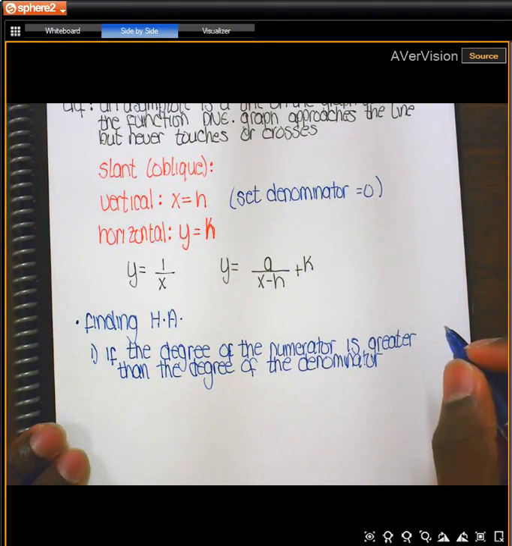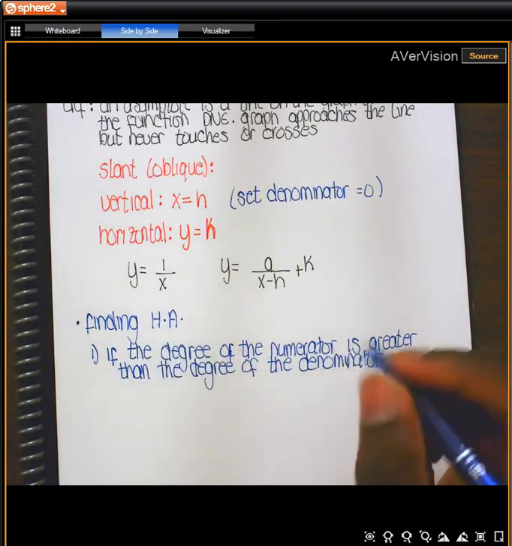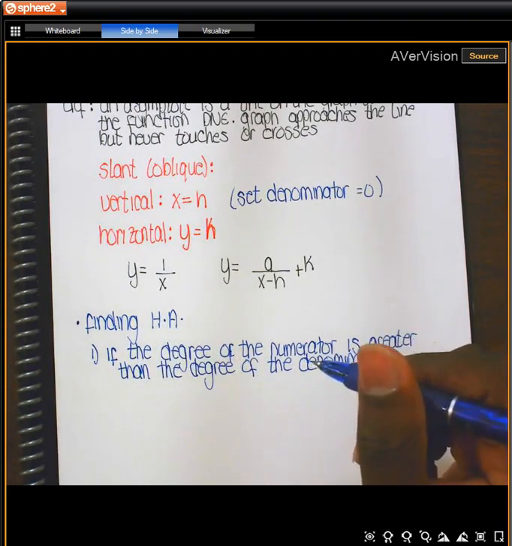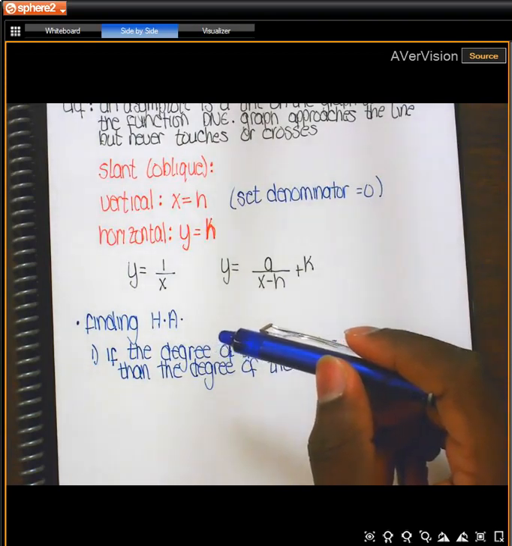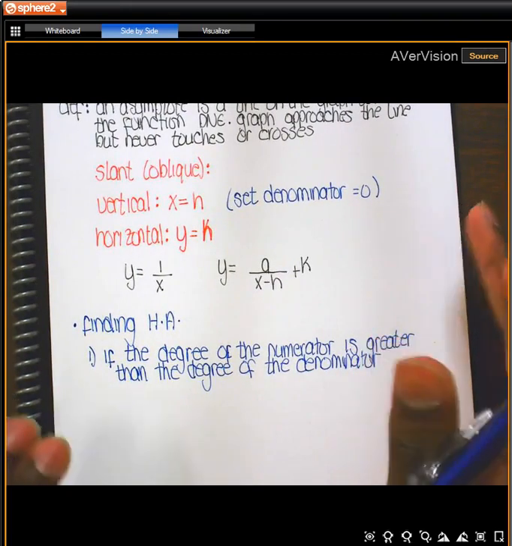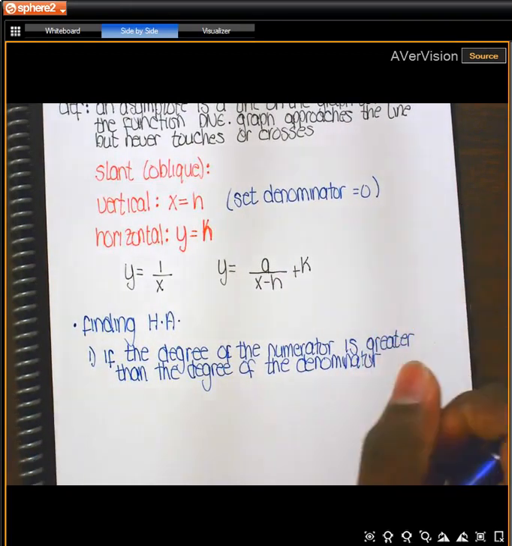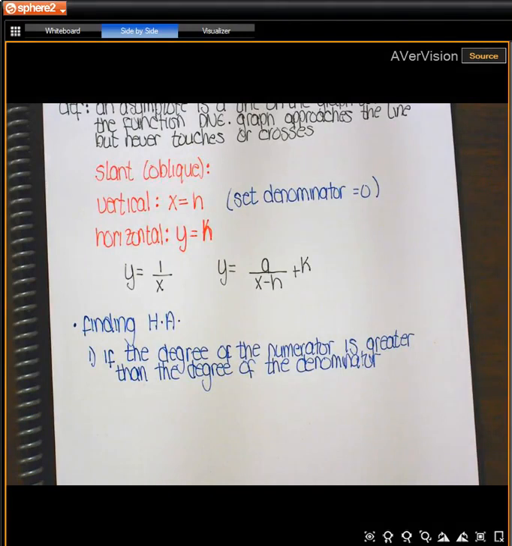Do you remember what a degree is? Degree of a polynomial? Yeah, so it's the highest exponent on an x, basically. So the highest exponent on a variable determines what the degree of a function is.